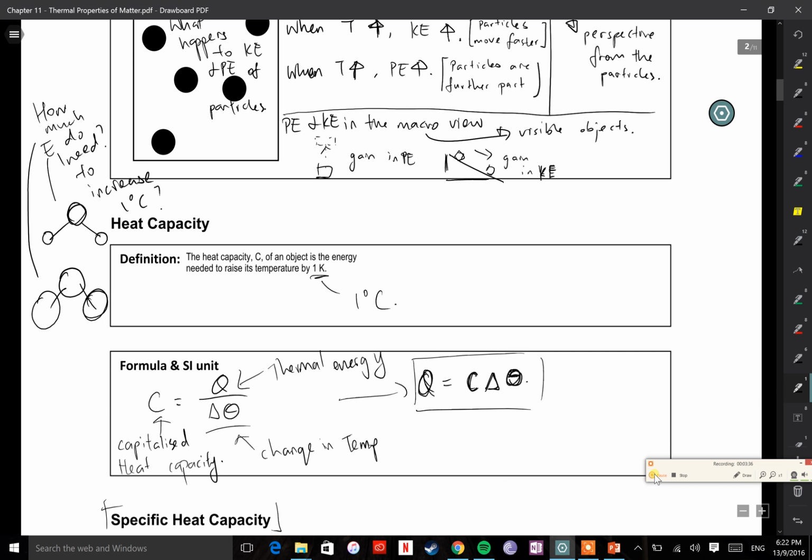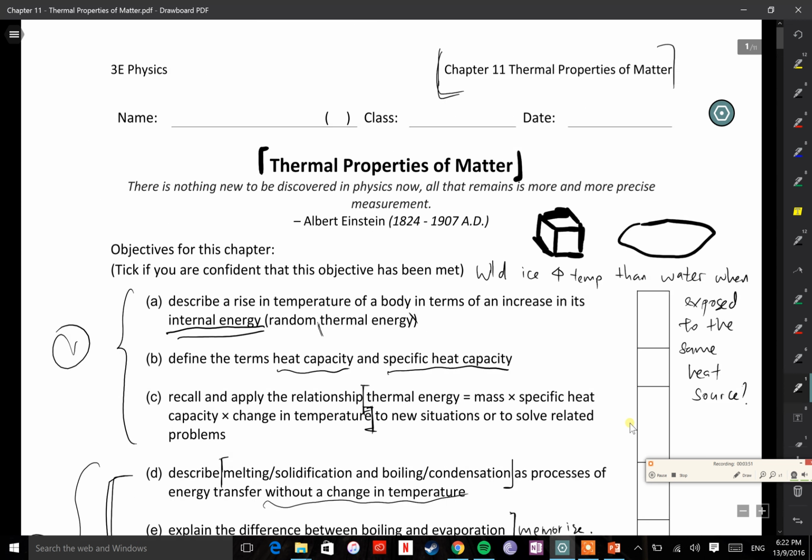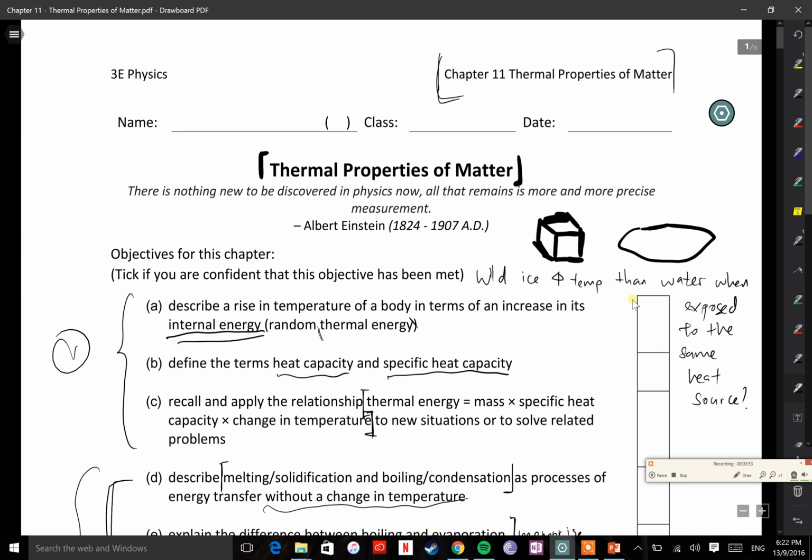We can't determine the heat capacity of an object if we supply thermal energy to it and there's no change in temperature, because really the question is still how much thermal energy do I need in order to increase 1 degree Celsius, right? Remember this. Just remember the ice and water example.